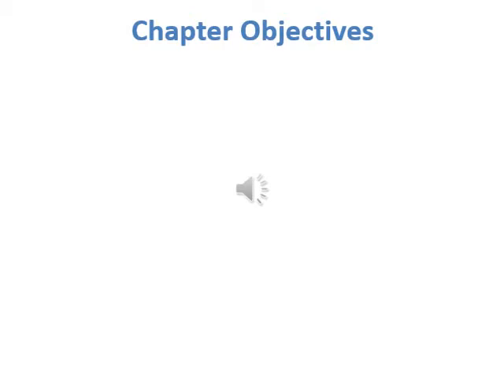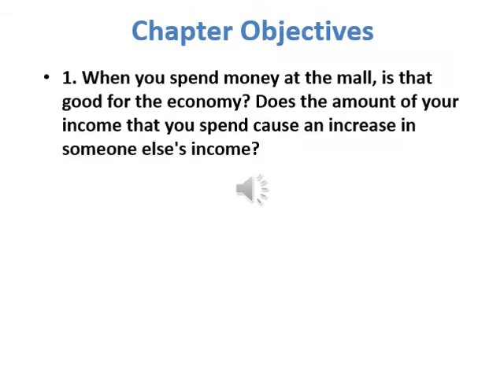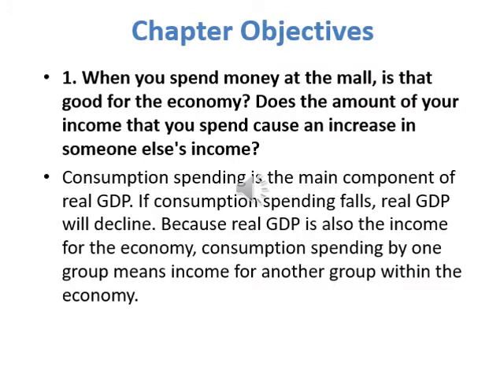Chapter Objectives. 1. When you spend money at the mall, is that good for the economy? Does the amount of your income that you spend cause an increase in someone else's income? Consumption spending is the main component of real GDP. If consumption spending falls, real GDP will decline. Because real GDP is also the income for the economy, consumption spending by one group means income for another group within the economy.